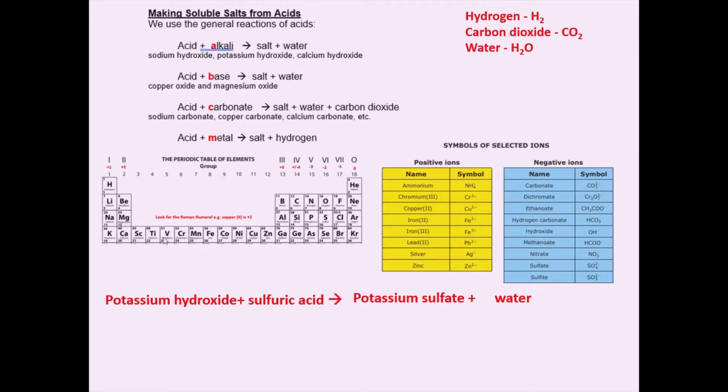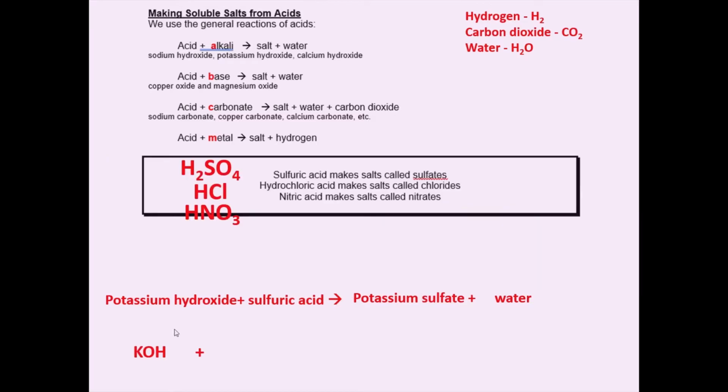Then getting our formulas, K and OH from here. So KOH will be potassium hydroxide, sulfuric acid, H2SO4, put that up again in a second. Now potassium sulfate, K plus 1, sulfate SO4 minus 2. So we need 2 plus 1s and 1 of those that's got SO4 minus 2, so K2SO4. So KOH, potassium hydroxide, H2SO4 sulfuric acid, K2SO4 potassium sulfate, and water, H2O.